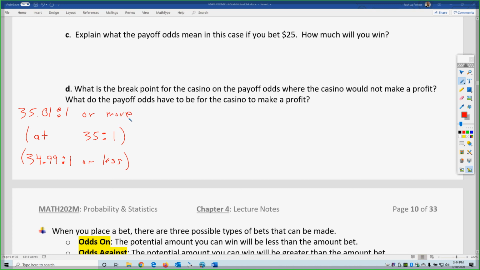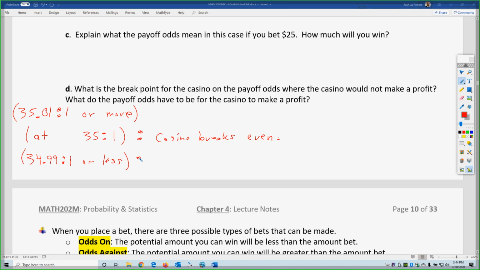So the middle one would be if you bet $1 and you get paid 35. Okay? So in this case, in the middle, the casino breaks even, right? So you win once, you lose 35 times, but you're not going to make any money or lose any money because it equates to each other.